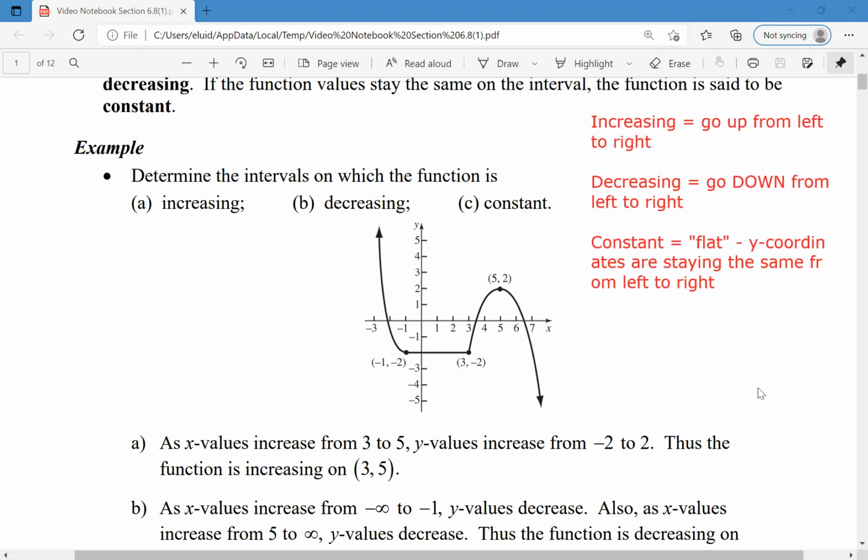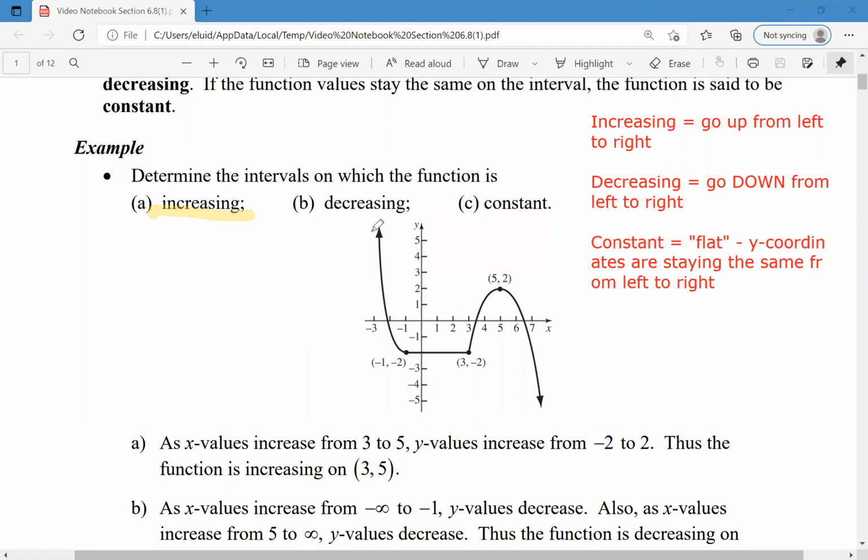There, good enough. Okay, so let's pick our first color for increasing. I'm going to highlight my increasing parts of the graph in yellow, and then we'll talk about how to answer this first question. So in the example, it says determine the intervals on which the function is increasing, decreasing, constant. So let's look for where is the graph increasing from left to right.